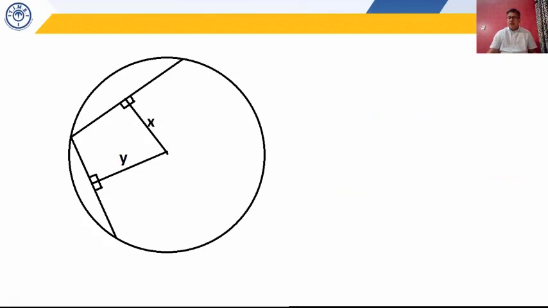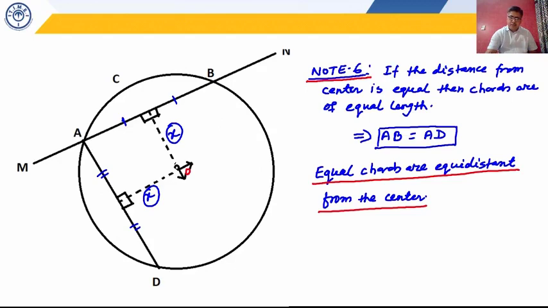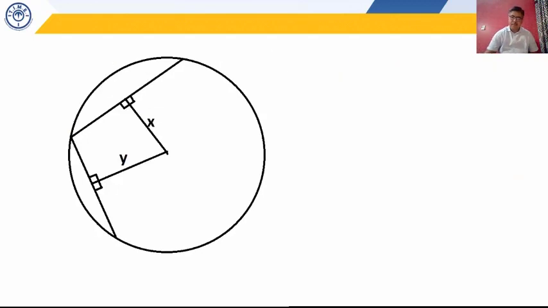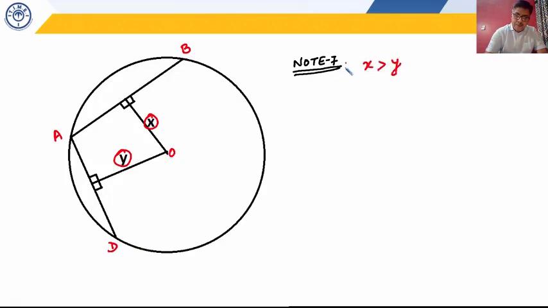Now, suppose the lengths are not equal. In this case the length is equal, but suppose x and x are not equal. This is your note number 7. Let's say this is x and this is y. Let's say this is AB and this is AD. Of course, this is the center. So if x is greater than y, then AB is lesser than AD. Or if x is less than y, then AB is greater than AD.